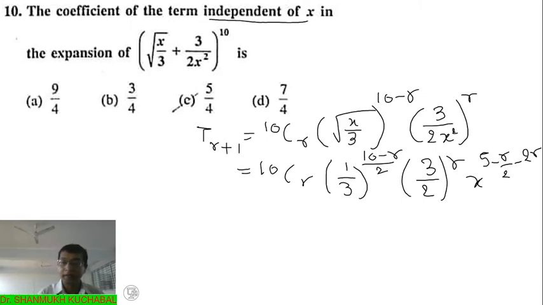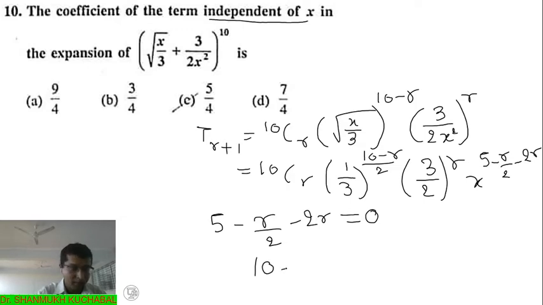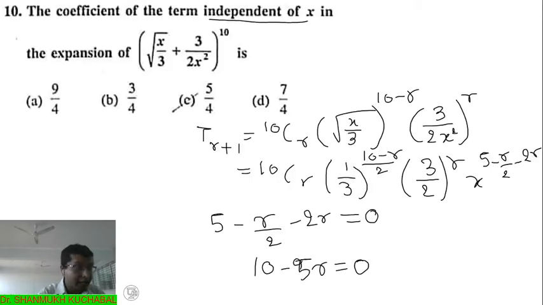Now for the independent term, the x power is equated to 0. If it is power 1, it is equated to 1. Power 2 equated to 2. Now independent of x, so equated to 0. So we get 5 minus r by 2 minus 2r equal to 0. If we simplify this, we get 10 minus 5r equal to 0, or else we get r equal to 2. Now in this formula we have to replace r by 2.